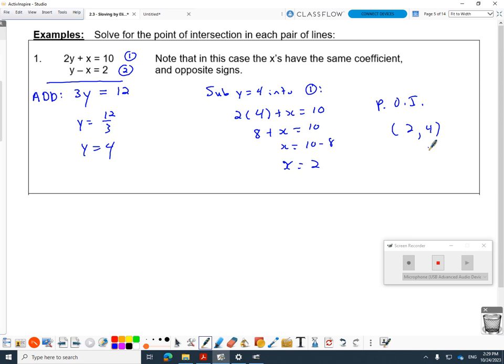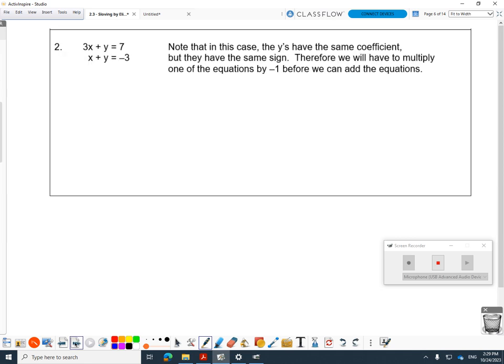Here's the easy one. 3x plus y equals 7, x plus y equals negative 3. Look at the y and the negative y. Are they going to cancel now? No, they're both positive y. So here's what I'm going to do. I'm not going to do anything with the first equation. But this one, I'm going to multiply by negative 1. I'm just going to make everything negative. Totally allowed to do whatever I want to an equation. So I multiply everything by negative 1. And I get negative x minus y equals 3.